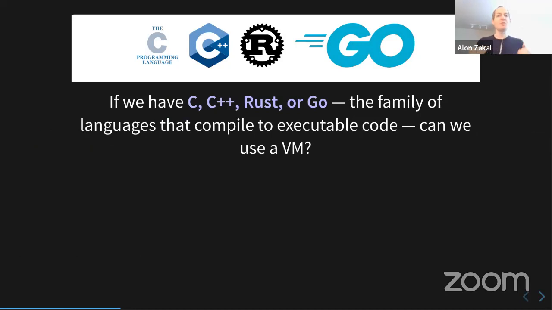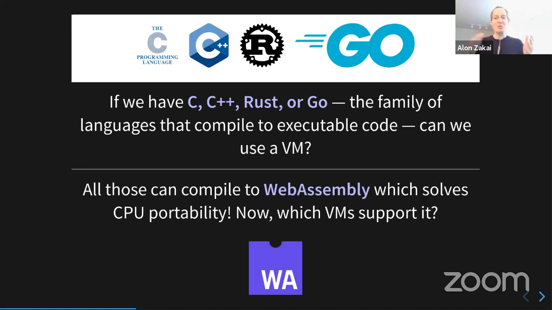Okay, so bringing this a little back to the topic. If we have a language that compiles to executable code like C, C++, Rust, or Go, can we use a VM? We kind of want to use a VM because that'll give us a portability story. So obviously the whole context of this talk is that these compile to WebAssembly. And WebAssembly, just like it does on the web, solves CPU portability. That's really what it's for. So we need a concrete VM that supports WebAssembly off the web.